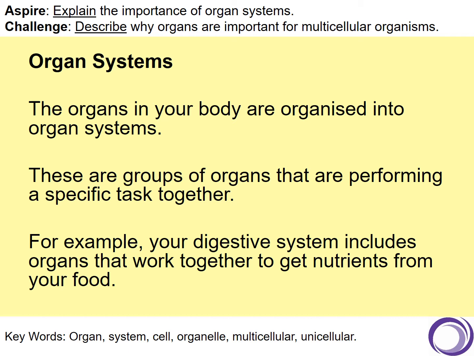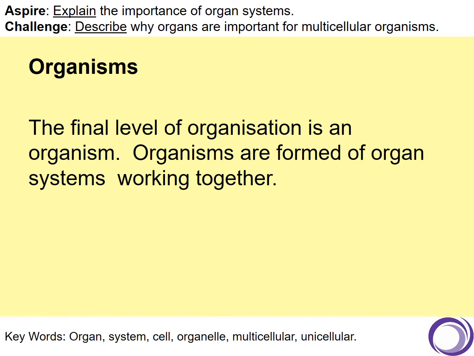There's lots of different organ systems. So you've got a reproductive system, a nervous system. Okay, you see where I'm going with this. It's always a system at the end of the word to tell you that it is an organ system. And then the final level of organization is an organism. So lots of organ systems working together make an organism.